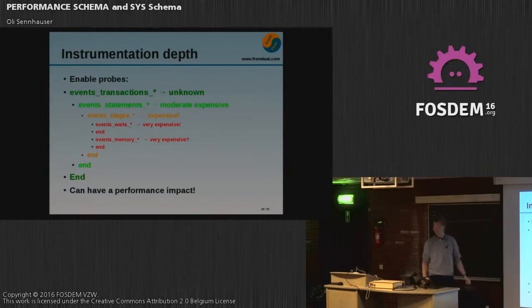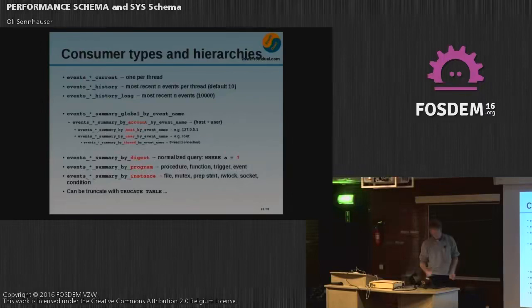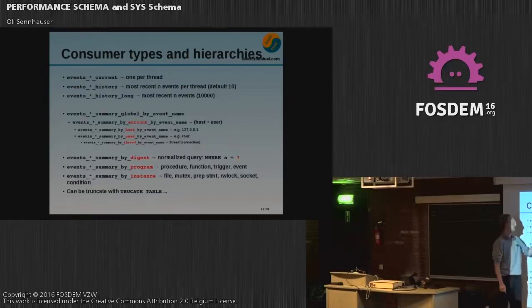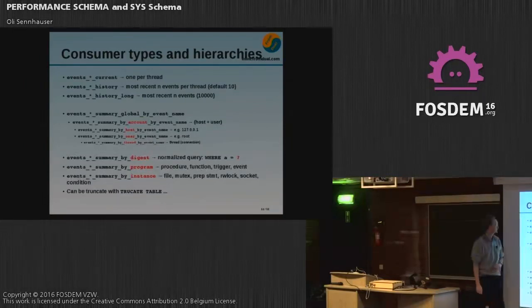So this can have an impact on performance. Then we have different consumer types hierarchies. Everything in the performance schema is an event, and for all the events we have current, history, and history long. What does it mean? Current, for example, events_statements_current is one statement per thread.